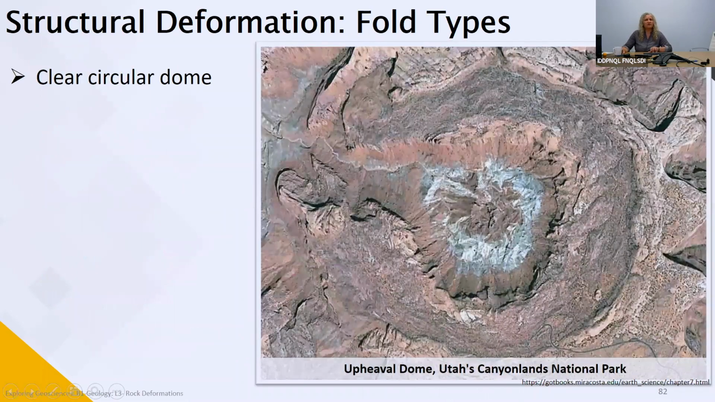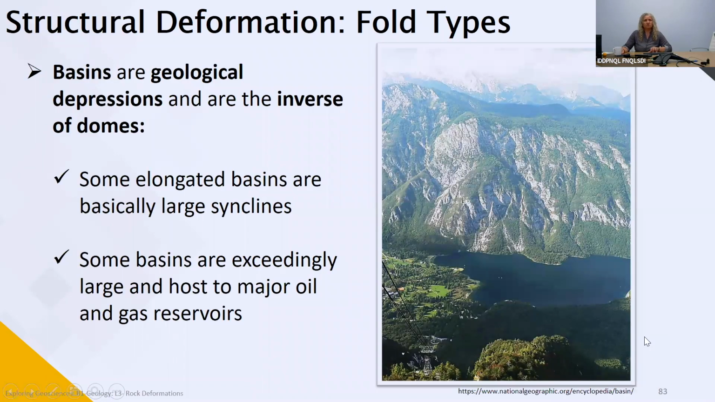If we have the field example, so here is a circular dome. As we can see, the oldest part is here in the center, and the beds are dipping away from the center, so away from the dome's core. Here is a geological basin, so the opposite of a dome, and usually fills in with water as a lake. And these are usually used or searched for major oil and gas reservoirs.